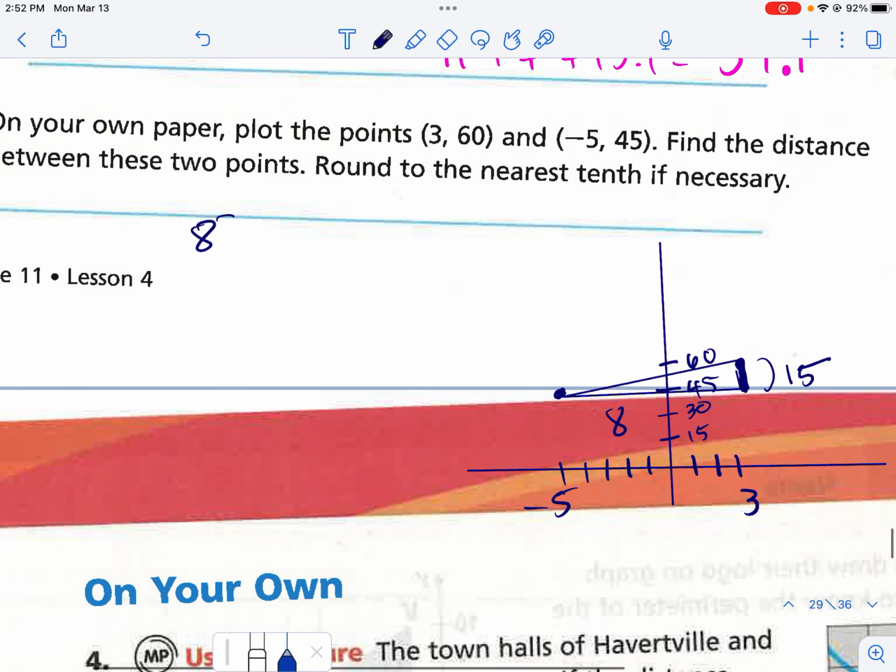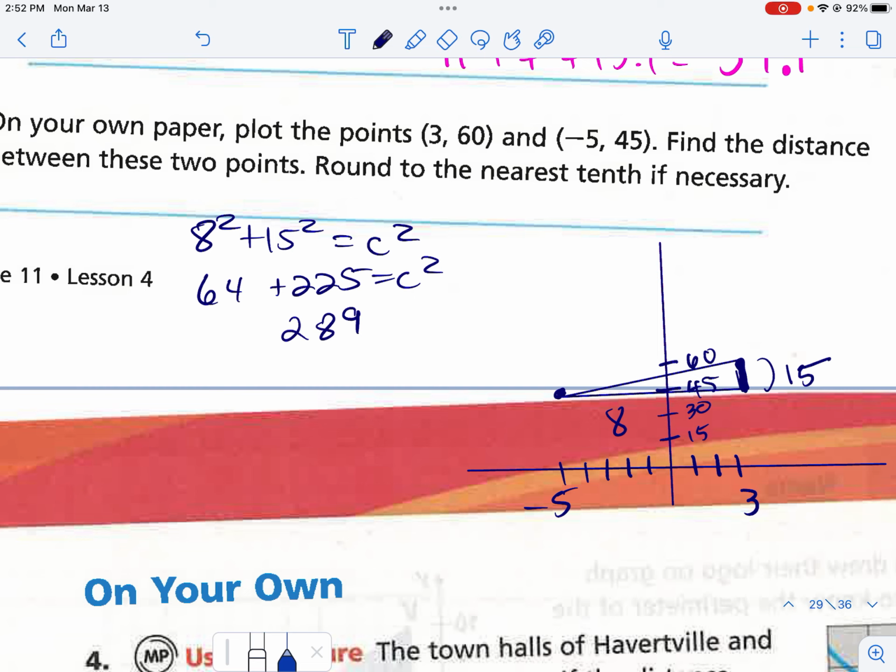So I have 8 squared plus 15 squared equals c squared. So 64 plus 225 equals c squared. So that's a 9, that's an 8, that's a 289 is c squared. Take the square root of both sides and I get c equals 17.